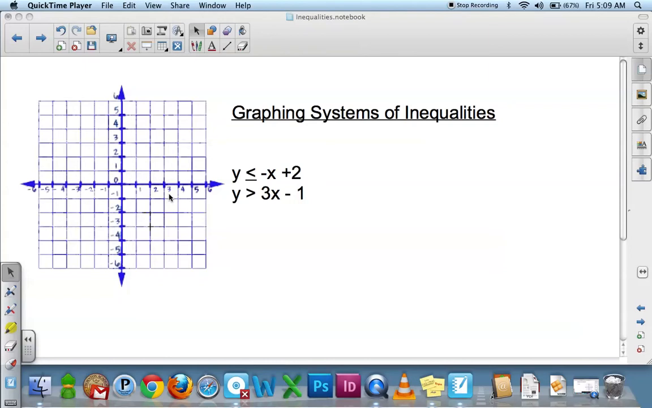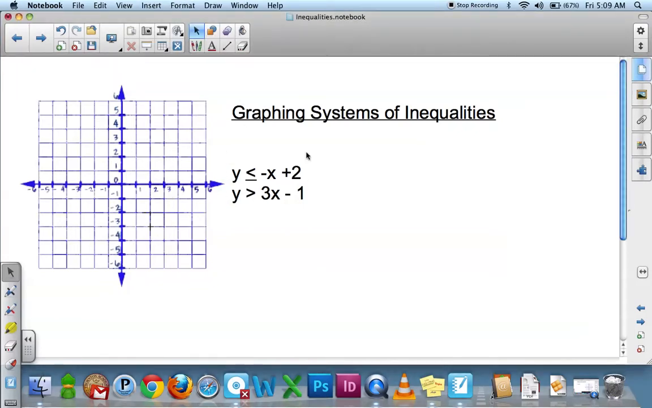Alright, now we're going to start graphing systems of inequalities. So you guys had your review on inequalities and how to graph them. So you're really just graphing two lines and then shading different regions. So we're going to look at this first equation.